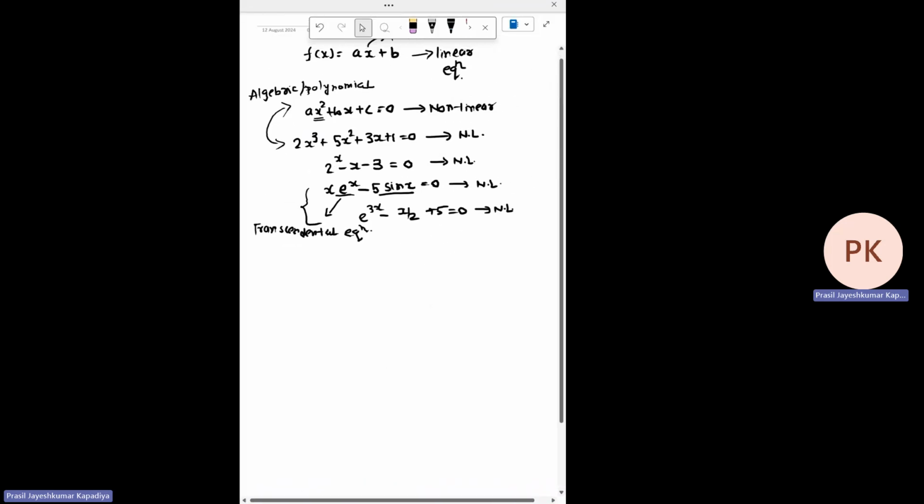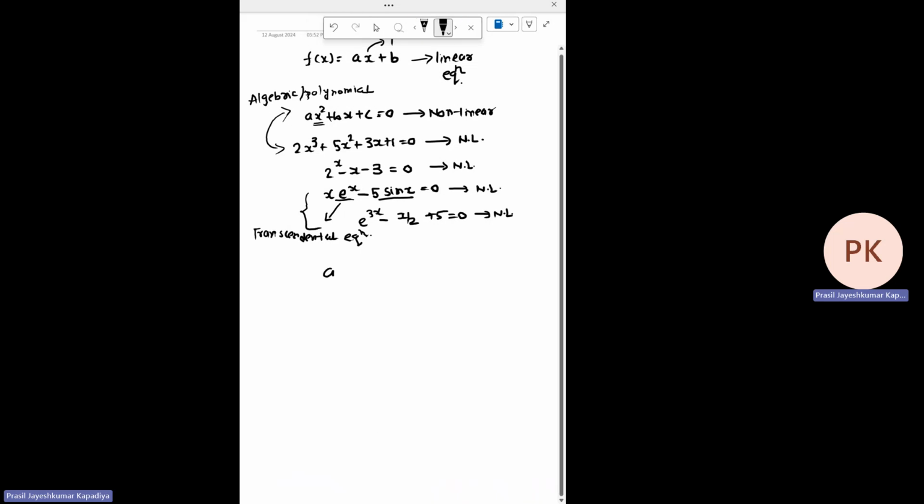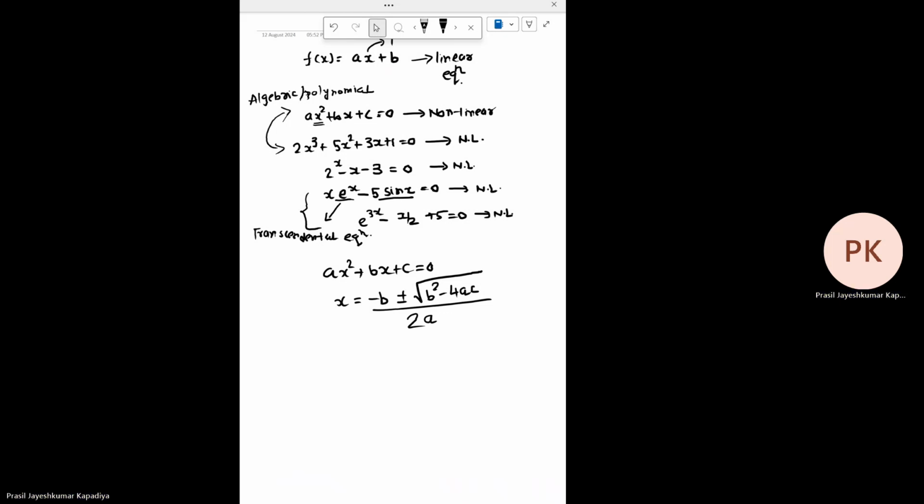Let's say I have this equation ax square plus bx plus c is equal to 0. This is called a quadratic equation. We can solve it by x is equal to minus b plus or minus square root of b square minus 4ac, divided by 2a. Using this, we can find the direct solution of equations where the power is x raised to 2. But all the time we won't get the power as x raised to 2. So how do we solve these nonlinear equations?